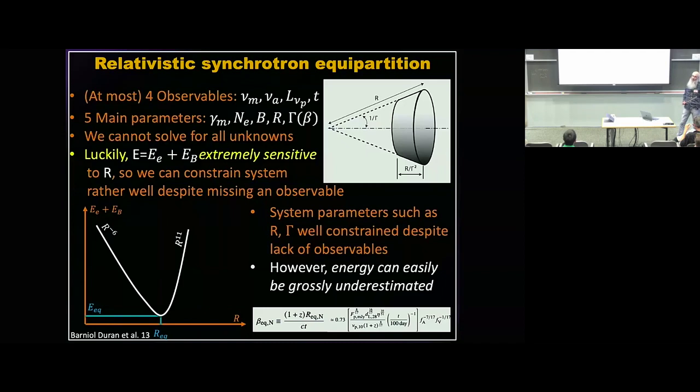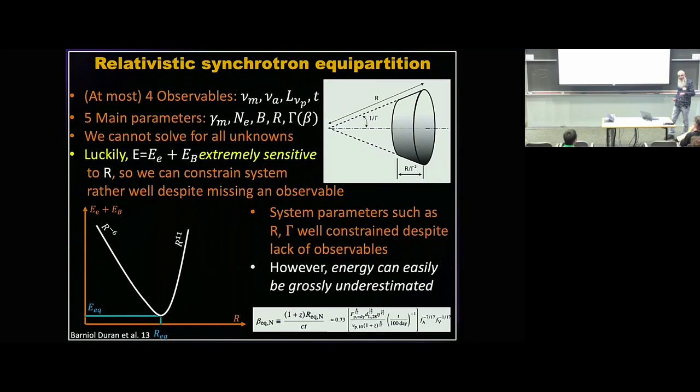And the trick that is used here in order to make progress is to notice the following fact: if you look at the total energy, in the sense that it's the sum of the energy in electrons and the magnetic field, then for fixed values of the observed parameters, this energy is very strongly dependent on the radius. And there is a typical radius, which is called the equipartition radius, where you get a minimum in the energy. If you deviate even slightly in either direction, you get a huge increase in the energy. So this is quite lucky. It means that you know that the radius cannot be too far away from the equipartition radius.